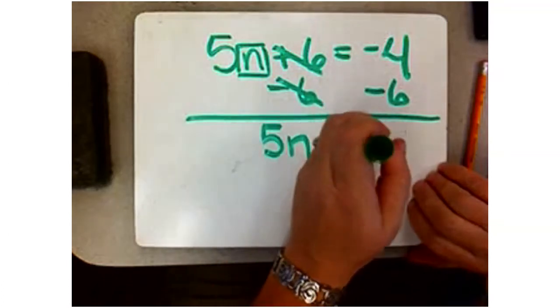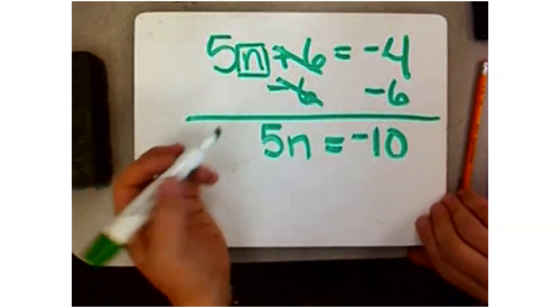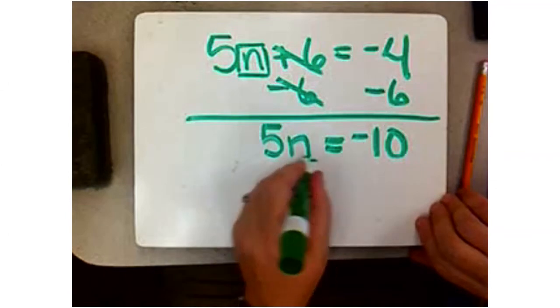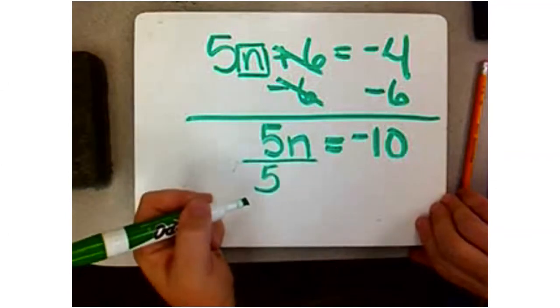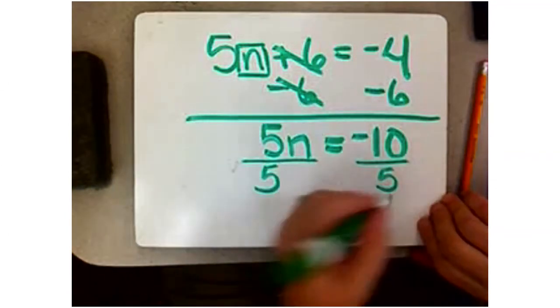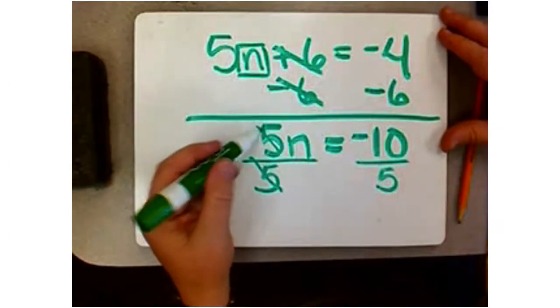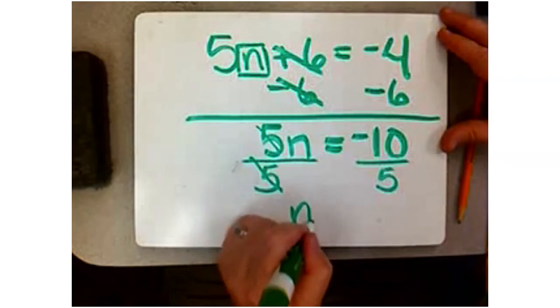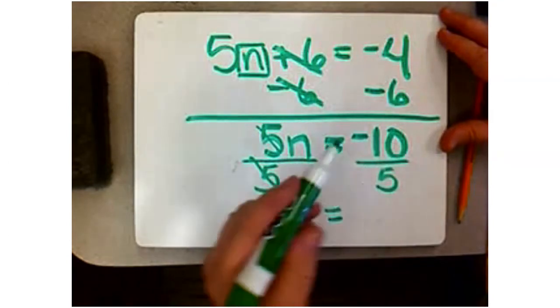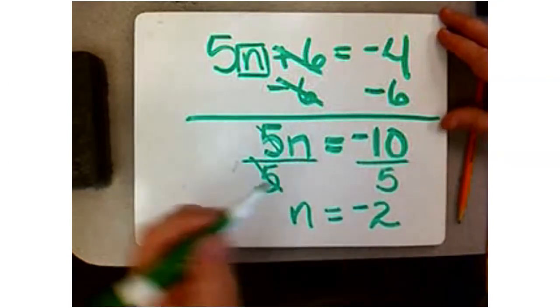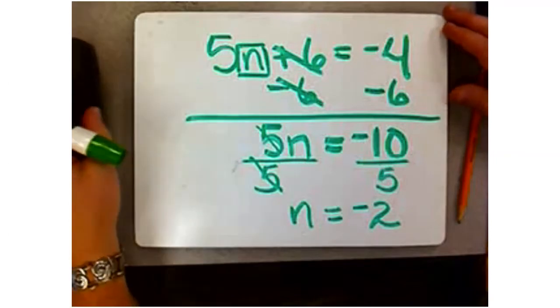negative 4 and negative 6 is negative 10. In order to get rid of 5 times n, we've got to do the division, divide by 5. So we're going to divide by 5 on both sides. 5 divided by 5 becomes a 1, doesn't it? And 1 times n is n, and n equals negative 10 divided by 5, which is negative 2. So n equals negative 2.